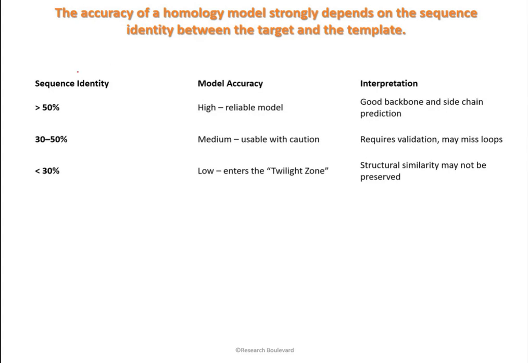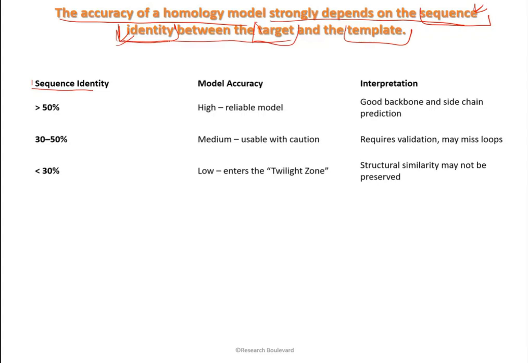So remember that you are going to provide the sequence, right? And you are going to get the template from the database, structured database, right? So the accuracy of the homology model is strongly dependent on the sequence identity between the target and the template. Okay. So there is something called sequence identity and sequence similarity. In homology based modeling, we are considering mostly sequence identity. Okay. So what do you mean by sequence identity?